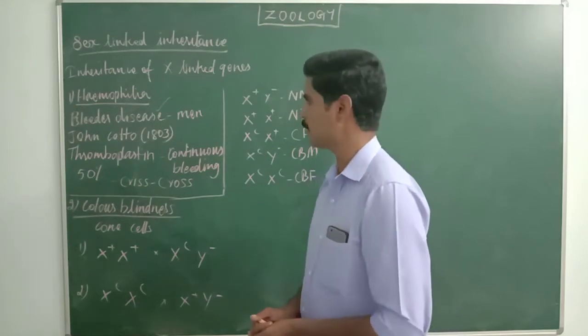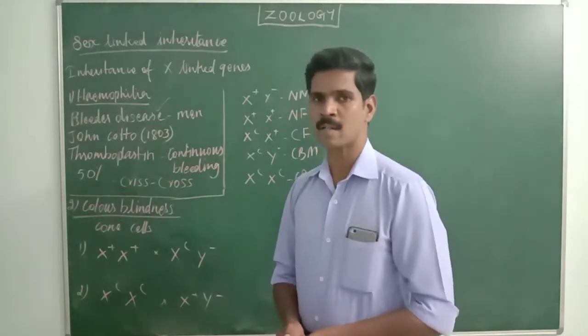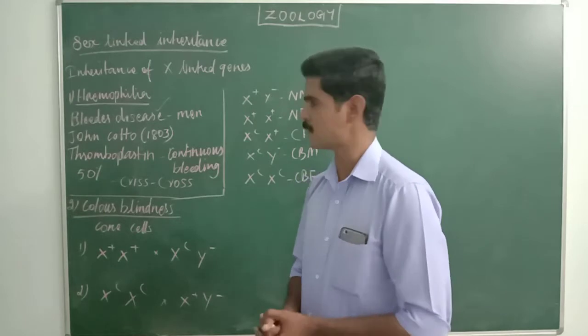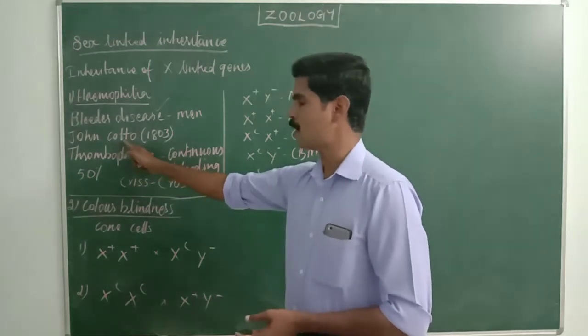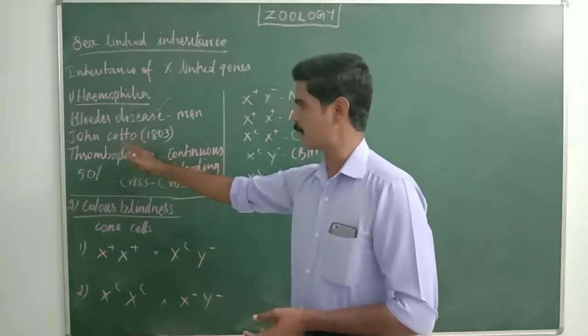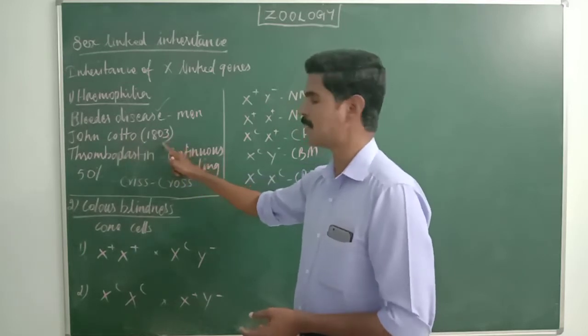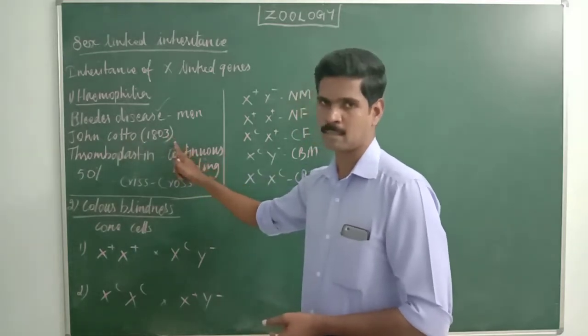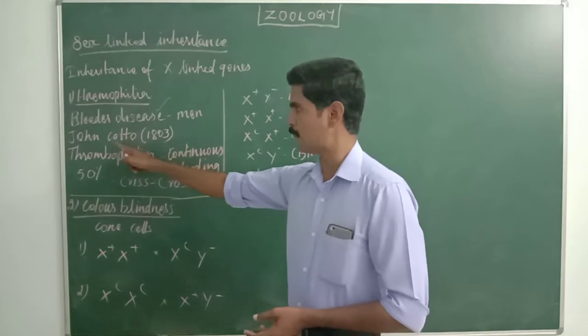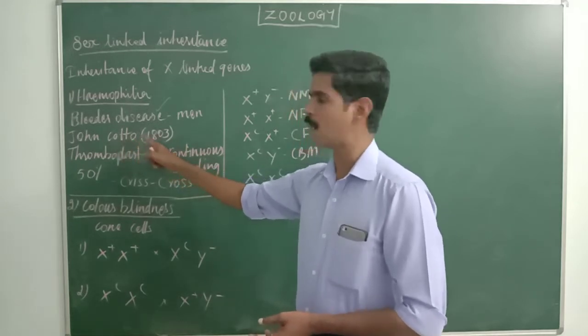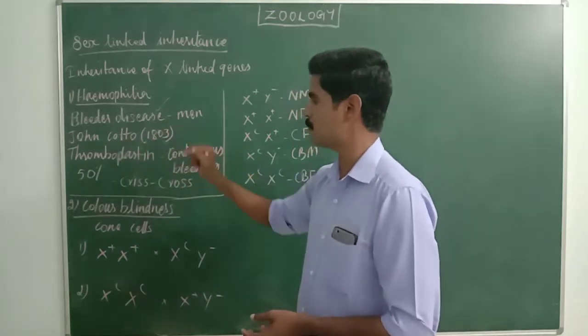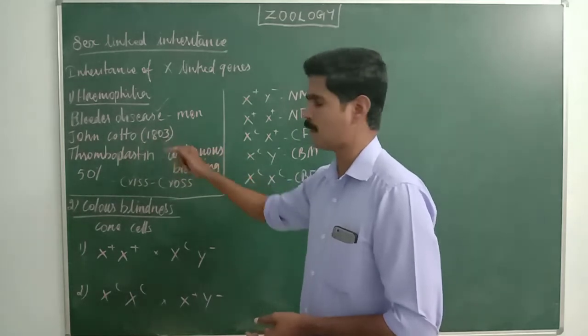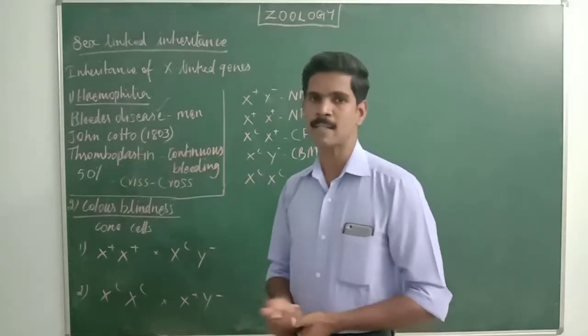Third point: this disease was first reported by a scientist named John Cotto. John Cotto first identified and explained this hemophilia disease in the year 1803.